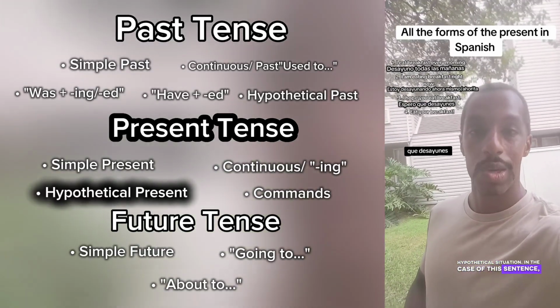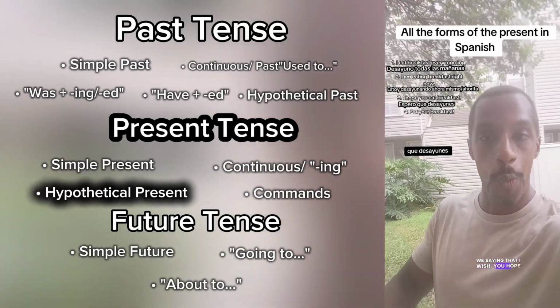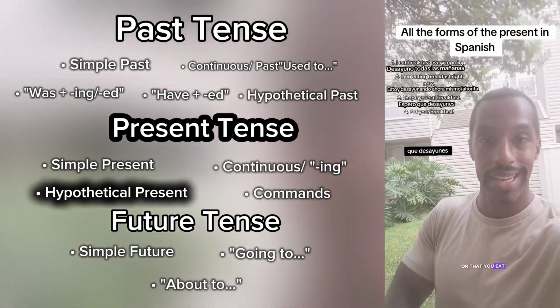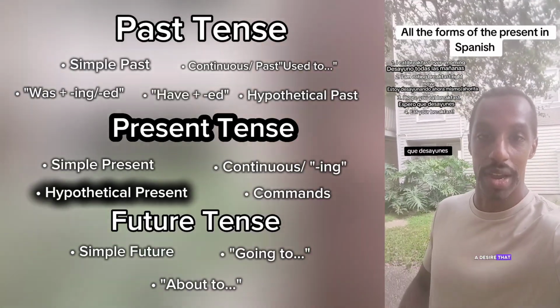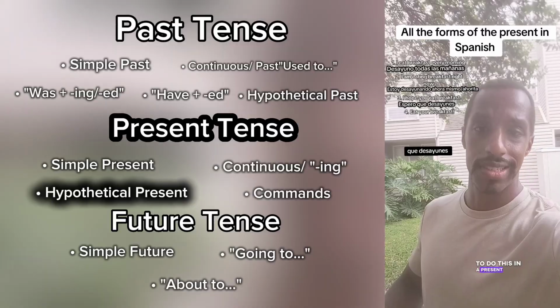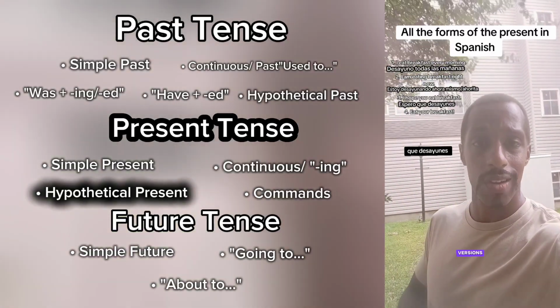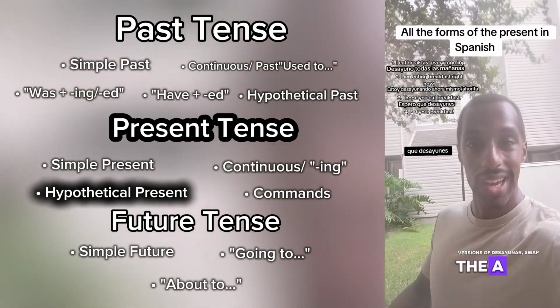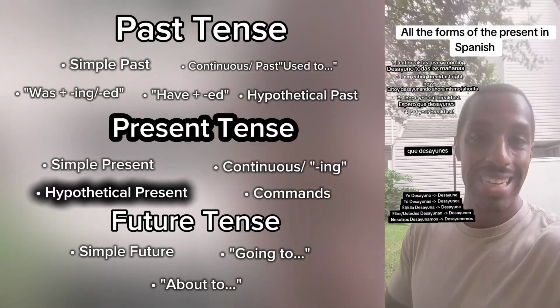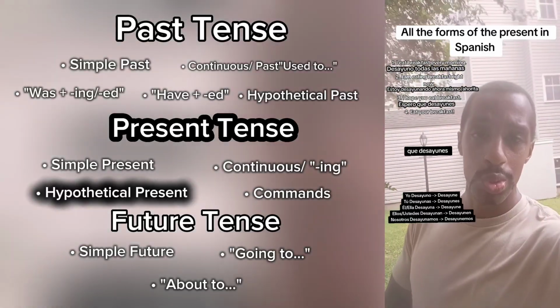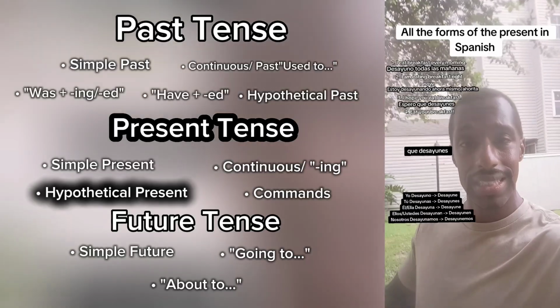In the case of this sentence, we're saying that I wish, you hope that somebody eats breakfast. An unreal, hypothetical situation, a desire that you have. It's very easy to do this in the present tense. So all you do is take the present tense versions of desayunar, swap the A for an E. Yo desayune, tú desayunes, él, ella, usted desayune, nosotros desayunemos, ellos, ustedes desayunen.